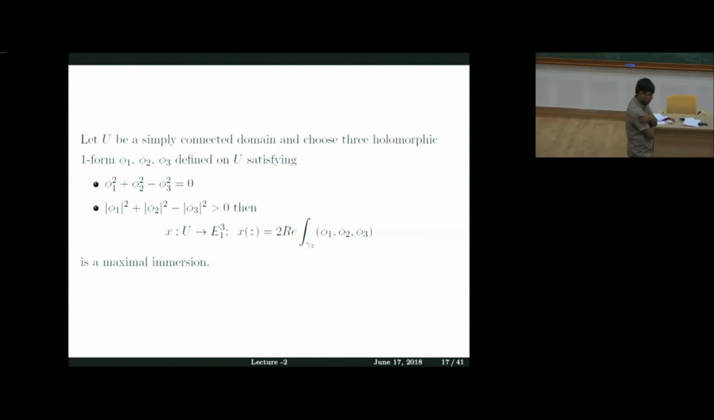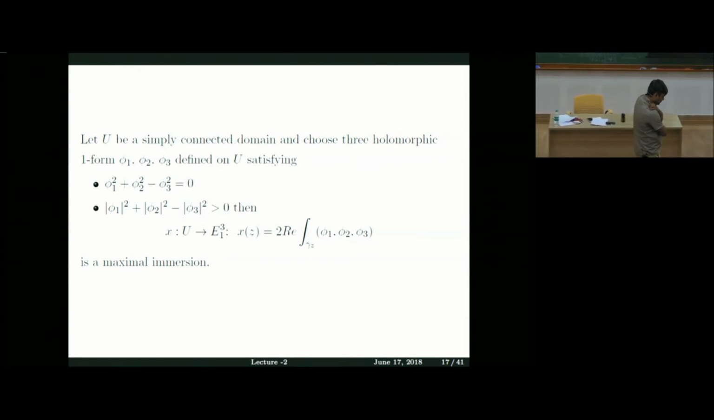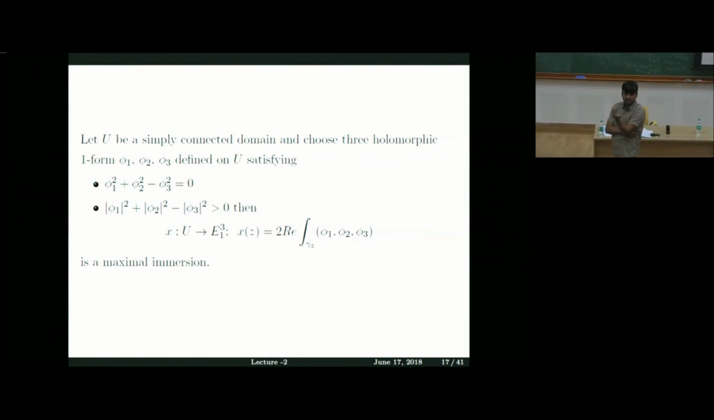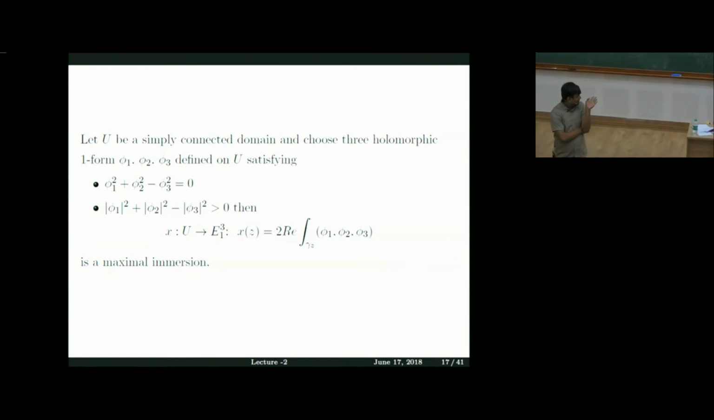If you don't know forms, think of it another way. Suppose phi 1 equals z dz, like that. With phi 1 and dz there, this is a maximal immersion. Remember again, an immersion may not be injective. So if you graph those pictures, they may intersect.